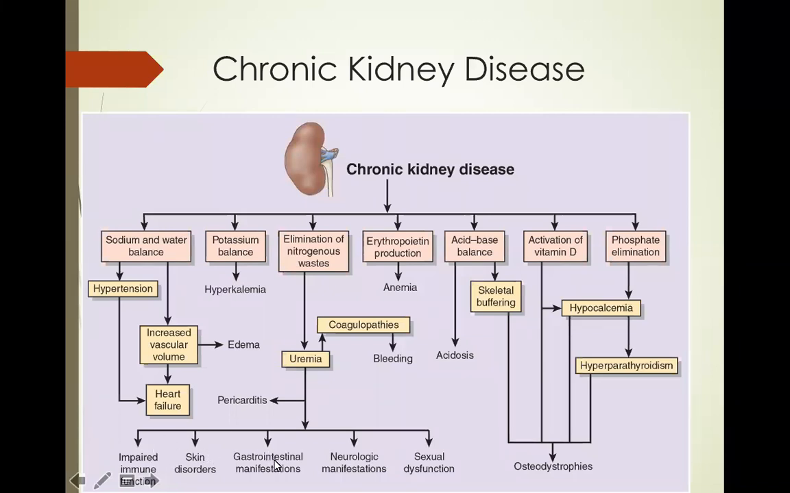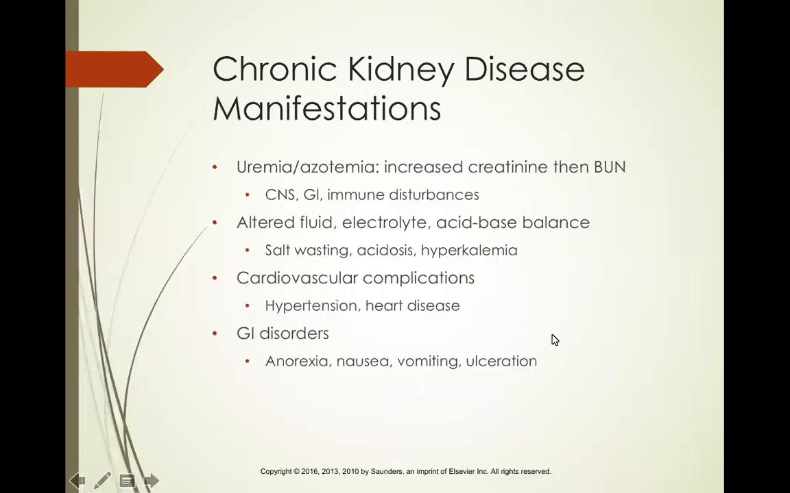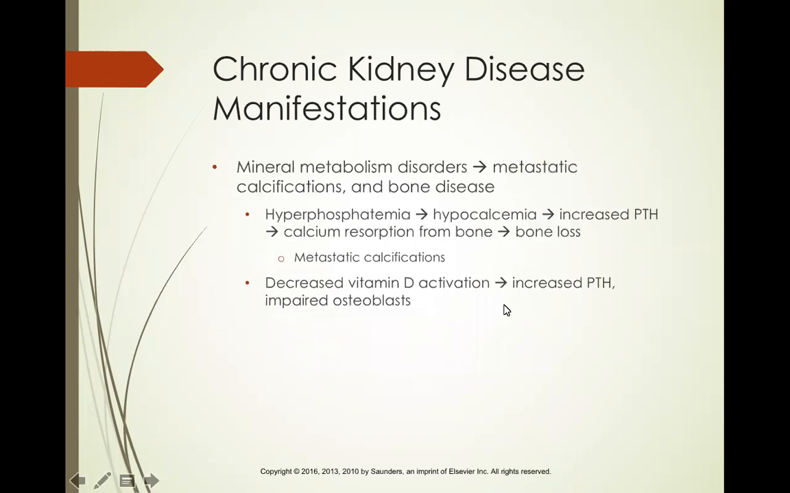Skin disorders, GI issues, neurological: once you have a buildup of all of these toxins, it travels to the brain, and it makes the brain very confused, and sexual dysfunction. Chronic kidney disease, the manifestations, one of the things we do see is the buildup of urea and acidemia, which increases the creatinine and the BUN. Altered fluid and electrolytes, as well as acid base. There's salt wasting, acidosis, and hyperkalemia. Cardiovascular complications are hypertension and heart disease, and your GI disorders are anorexia, nausea, vomiting, and formation of ulcers.